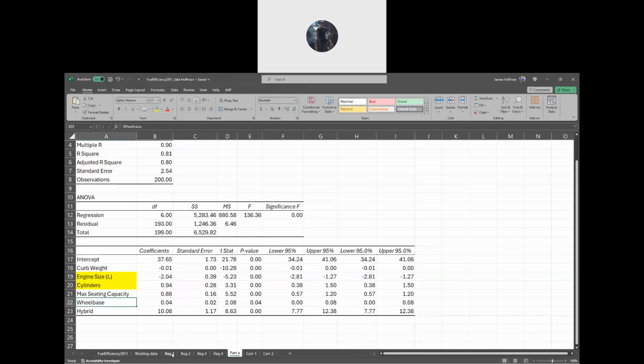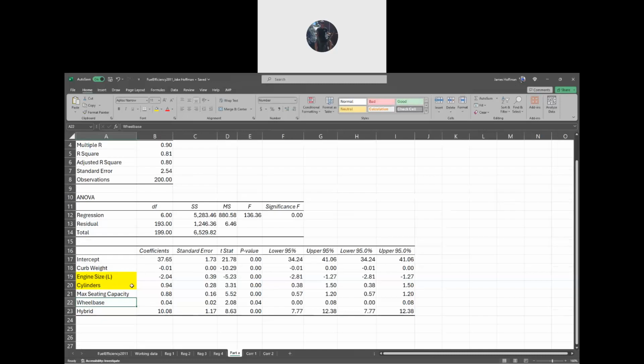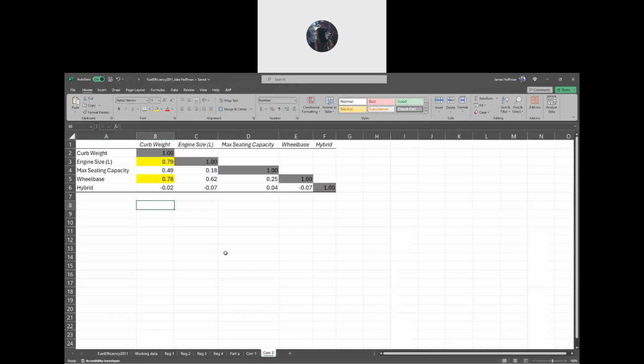Then we found that engine size and curb weight are correlated. So we have to take out either curb weight or engine size. How do you find that it's correlated? Oh, so you look at the correlation matrix. And it's 0.79, so yeah, that's pretty high. That's why.